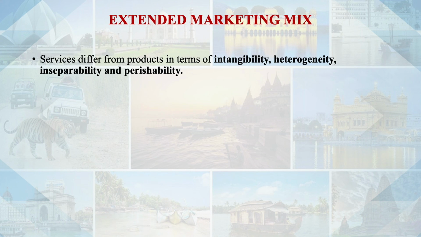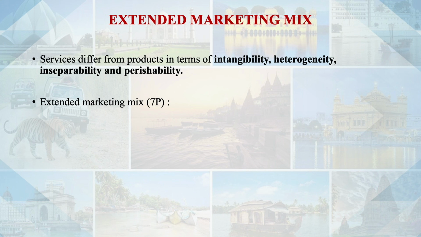But what about services? Services have some specific features which differentiate them from products. First, they are intangible, means we cannot touch the services. Then there is heterogeneity. Products can be homogeneous, means if a company is producing soap, every soap bar will be identical, but services are heterogeneous because they are delivered by humans. Then services are inseparable from their place of production, and services are perishable, means we cannot store them. So in order to market services in a better way, we add three more elements to the marketing mix for services.